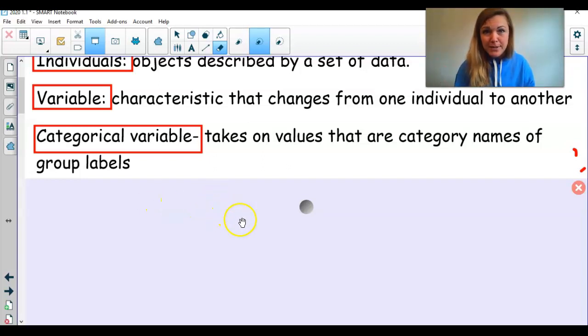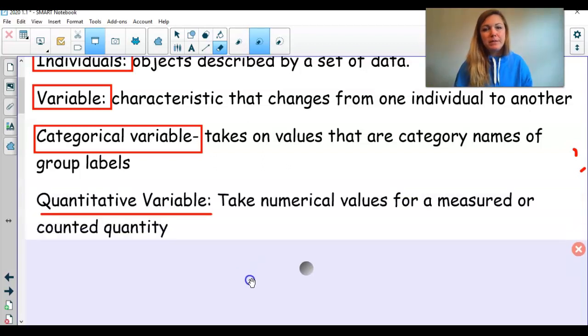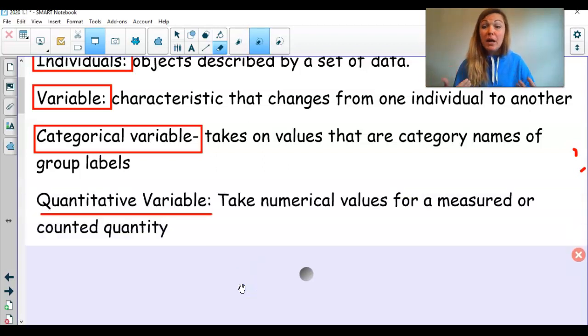What are those variables? Those are called quantitative variables. A quantitative variable takes numerical values for a measured or counted quantity, okay? I can measure my height, right? That's a quantitative variable. My age, my weight, okay? How many children I have, that's a counted quantity, but that is a quantitative variable. How much time did you spend on your phone last night? Quantitative variable, okay?